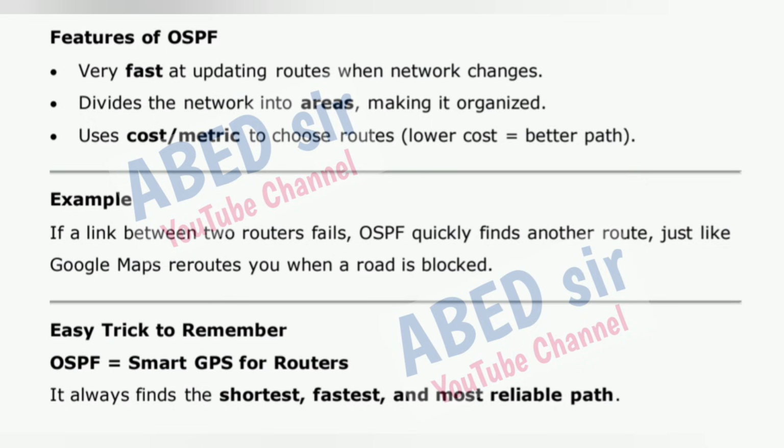Example: if a link between two routers fails, OSPF quickly finds another route, just like Google Maps reroutes you when a road is blocked. Easy trick to remember: OSPF equals smart GPS for routers. It always finds the shortest, fastest, and most reliable path.